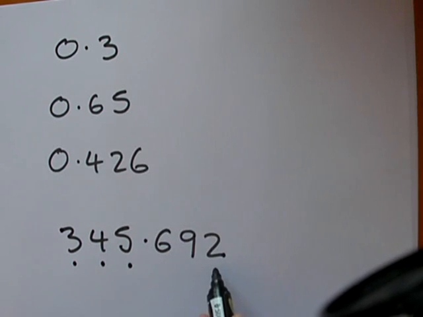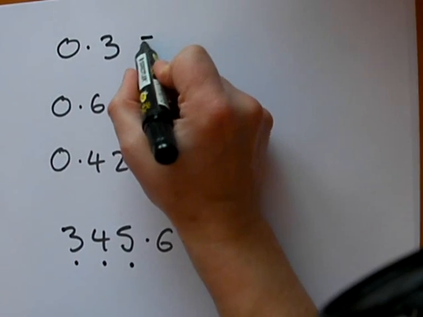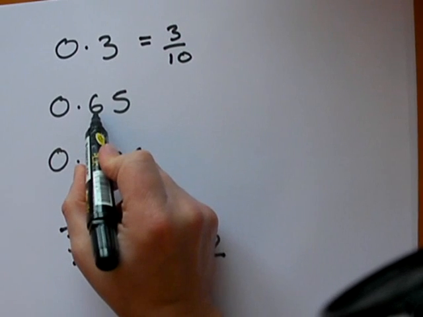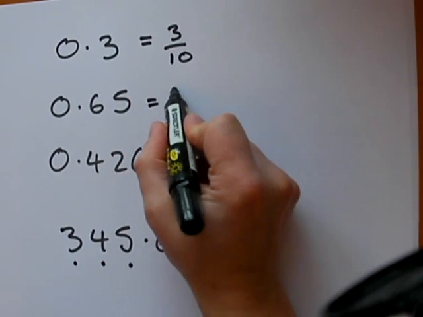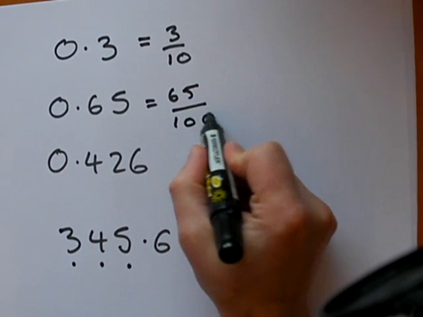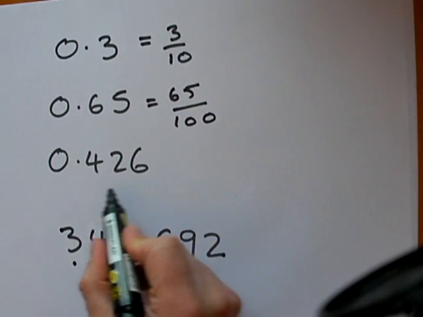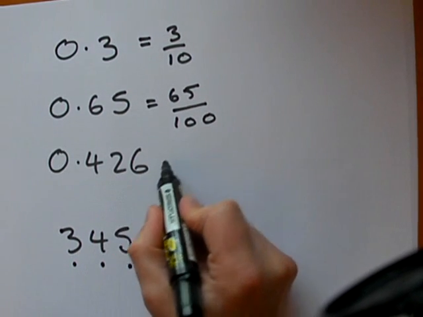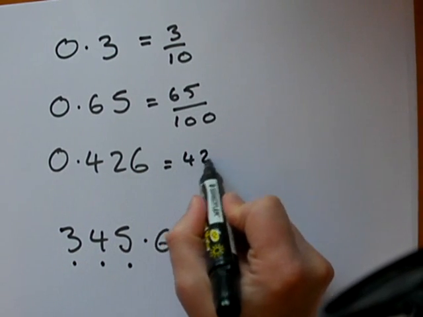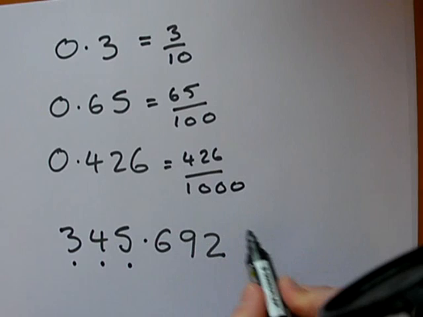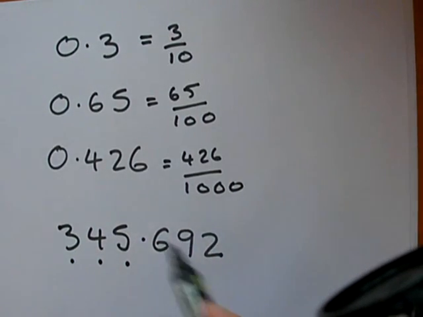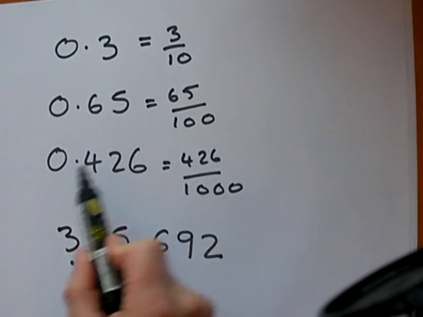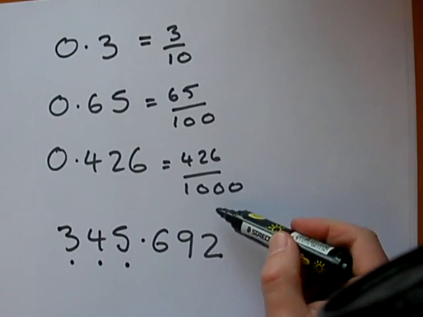So if we apply that knowledge and think about what 0.3 means, it means 3 tenths. 0.65 is 6 tenths and 5 hundredths, or 65 hundredths. And with 0.426 it's 4 tenths, 2 hundredths, and 6 thousandths, or altogether 426 thousandths. So clearly what we've done here is we've changed a terminating decimal into a fraction by thinking about what it actually means. And there we have the answers.